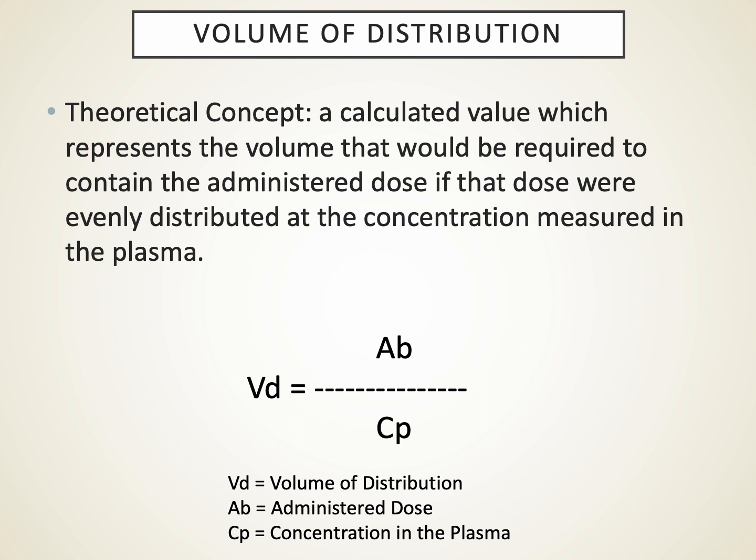The volume of distribution, which is in units of liters, is equal to the dose we give, usually in milligrams, divided by the concentration, which is in milligrams per liter. If you remember algebra and what you do with your units, the milligrams above and below cancel each other out. What you end up with is that the unit for the volume of distribution is liters.